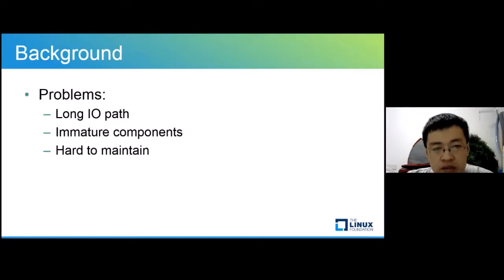This architecture has some problems. The first one is the long IO path. We can see that there are several components in the IO path, and these components are heterogeneous in nature. So it's hard to maintain.